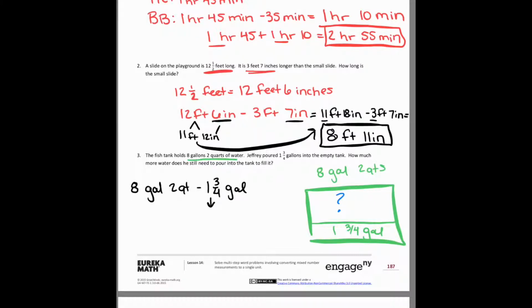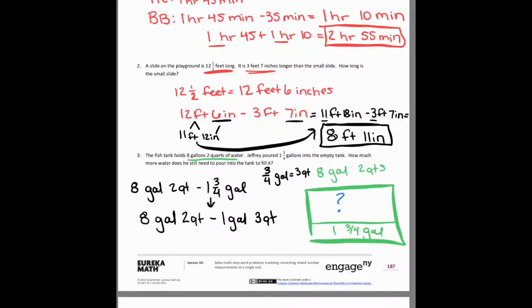So really 1 3/4 gallons is the same as 1 gallon and 3 quarts, because each 1/4 of a gallon is equal to 1 quart. So 3/4 of a gallon is the same as 3 quarts. I'm going to rewrite 1 3/4 gallons as 1 gallon and 3 quarts. So we have 8 gallons and 2 quarts minus 1 gallon and 3 quarts.